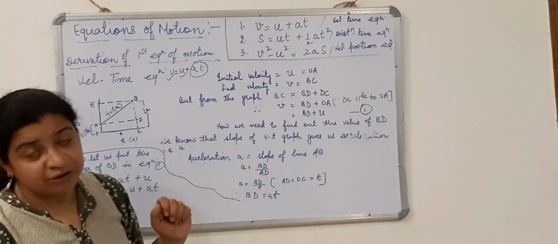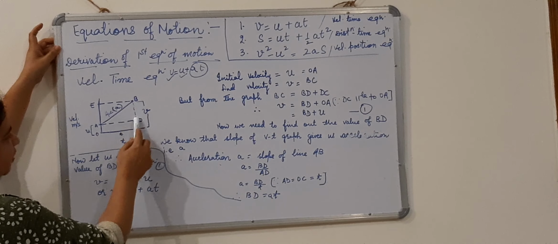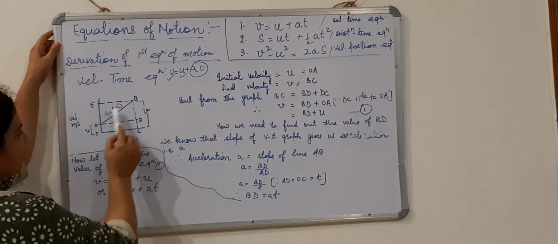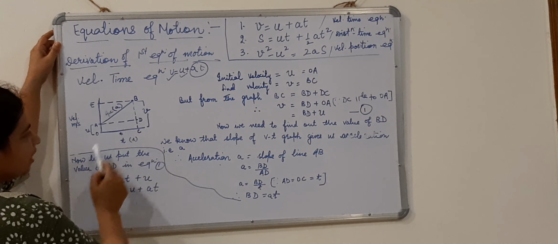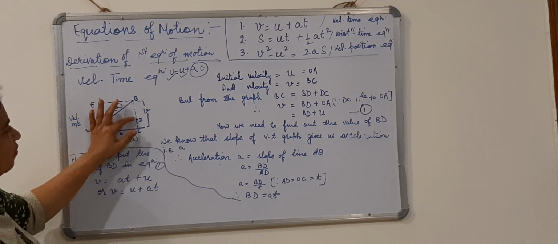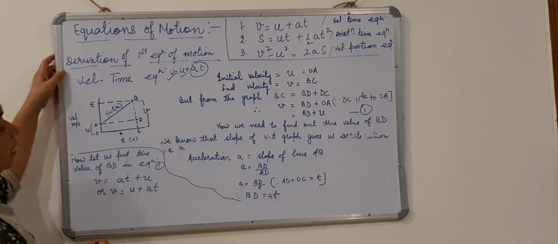How are we going to find out the value of BD? Let's see now. BD is the part of this triangle. We know that the slope of a velocity-time graph gives us the acceleration. In this graph, if I know the value of these two arms, I can find out the value of this. I already know the value of this. How do I know the value of this?